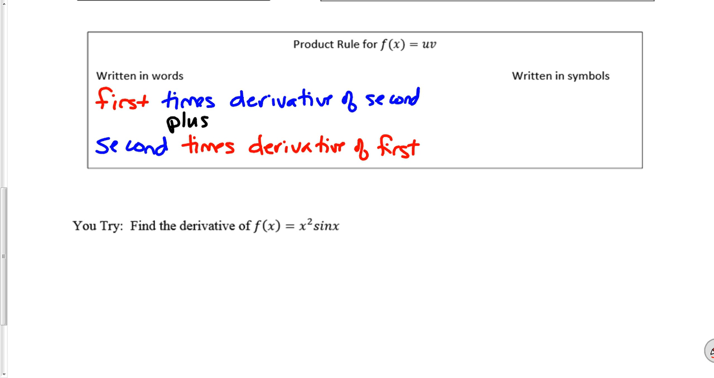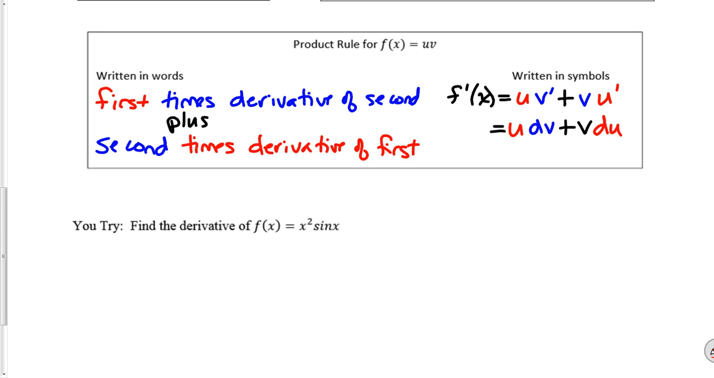So that's sort of what I'm saying in my head as I do it. If I were to write this in symbols, then f prime of x is going to be the first one, which is u, times the derivative of the second one, and again I'm adding, and then I have the second one times the derivative of the first one. And if you don't like the prime notation, that's the same as u times dv plus v times du.